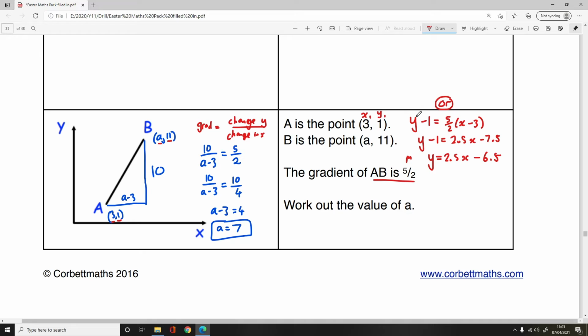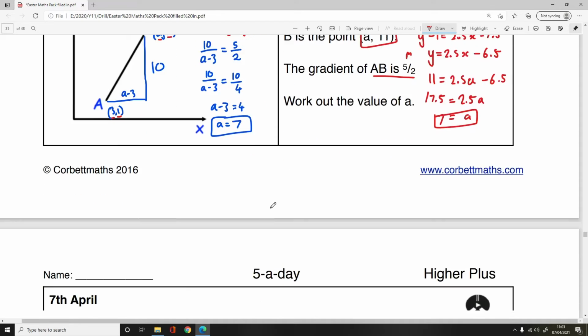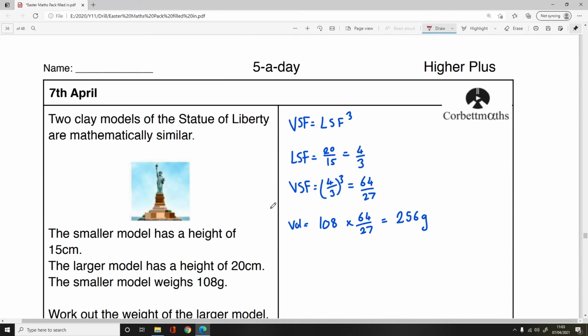So we could have done that to find the equation of the line AB, and then we could have put this point into it. So we could have said, so y is 11 is equal to 2.5a minus 6.5, so 17.5, yeah, we'd have to add that, is equal to 2.5a, and then divide by 2.5 to get a is 7. So that is another way we could have got to there, but for me that's more complicated. Definitely an option though. Okay, and then higher plus.